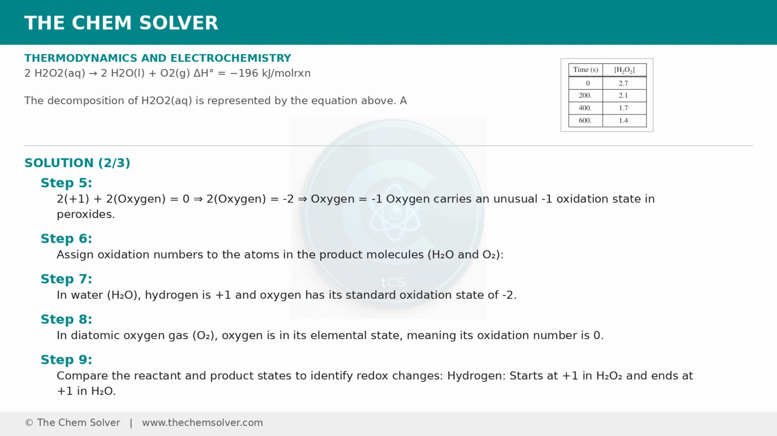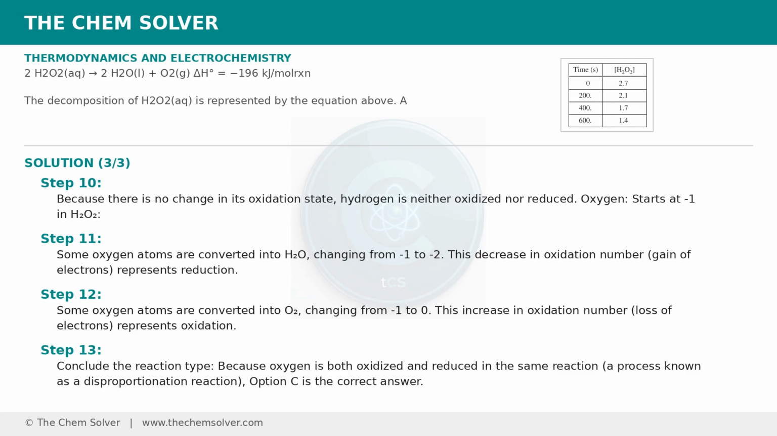Compare the reactant and product states to identify redox changes. Hydrogen starts at +1 in H2O2 and ends at +1 in H2O. Because there is no change in its oxidation state, hydrogen is neither oxidized nor reduced. Oxygen starts at -1 in H2O2. Some oxygen atoms are converted into H2O, changing from -1 to -2.